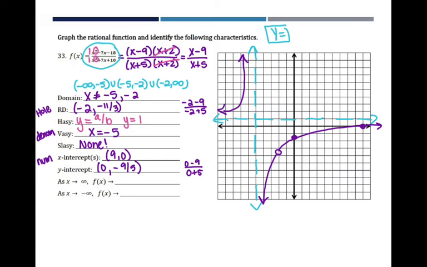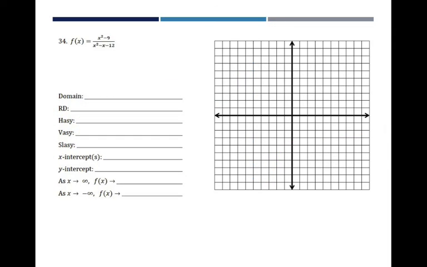Last piece is your end behavior. So for your end behavior, it should always end towards your horizontal asymptotes, because I can see over here, this piece is going to head to 1. This piece is also going to head to 1. So there we go. Your end behavior should always match your horizontal asymptote. All right, let's do another one.